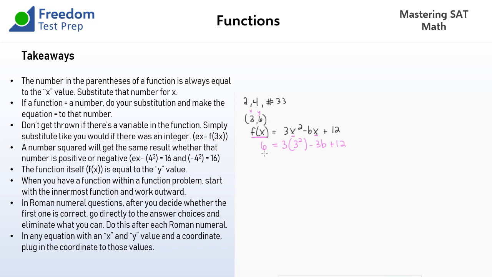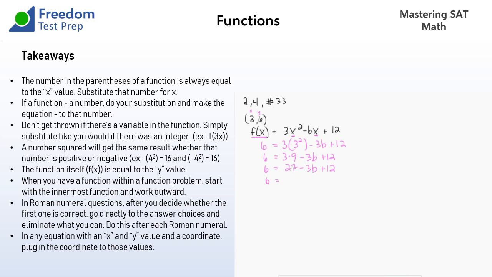We have 6, and of course the question is asking us for b. Obviously, it's the only variable left. 3 times 3 squared is 9, minus 3b plus 12, right? And this is how I want you to do it, not skipping steps and not doing math in your head, which makes for bad math.